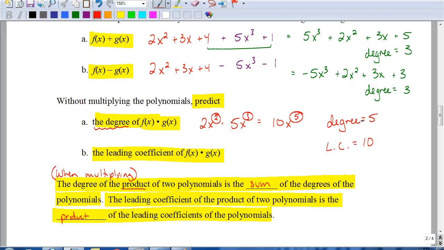The leading coefficient of the product of two polynomials is the product of the leading coefficients of the polynomials. So what that means is that if I wanted to find the leading coefficient for the product of these two polynomials, I would take the leading coefficient from this one, the leading coefficient from this one, which is 5, and 2 times 5, sure enough, gives us the leading coefficient of the product of those two. 2 times 5 is 10.